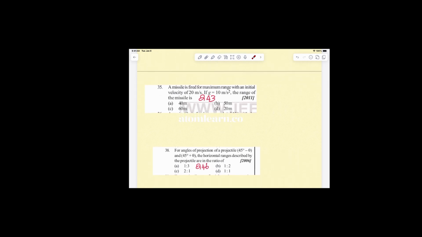Question number 43. A missile is fired for a maximum range with an initial velocity of u equal to 20, and g of course is given as 10. The range of the missile is R max, and you know theta is 45 degrees. Therefore the formula is u squared by g. You have to put it now. Okay, check the answer. U squared is 400, by g, 10, is 40. That is the answer.